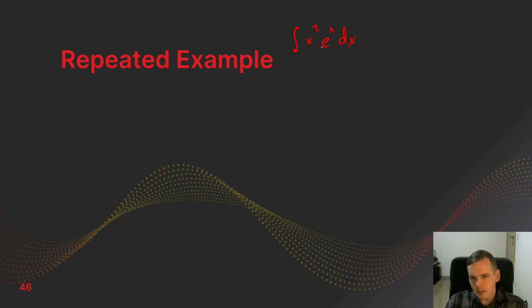So I'm going to look at this and I'm going to say, okay, u is going to be my x squared, and this is going to be my dv, because I know I'm looking for something that when I take the derivative, it gets simpler. So if u equals x squared, that means that du dx is going to equal 2x.